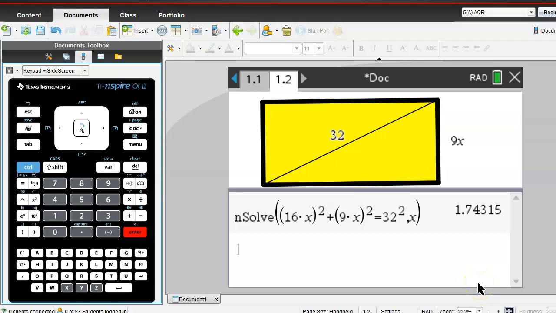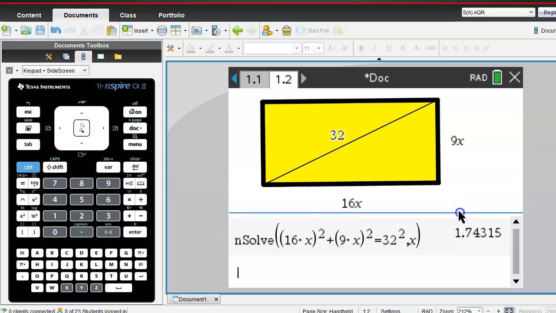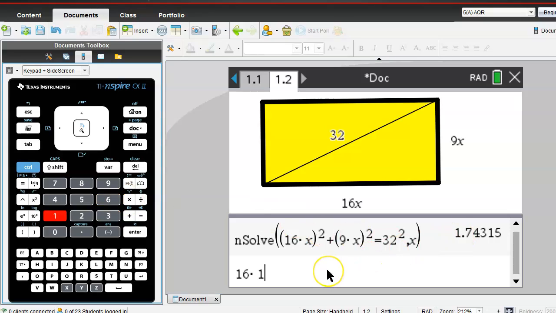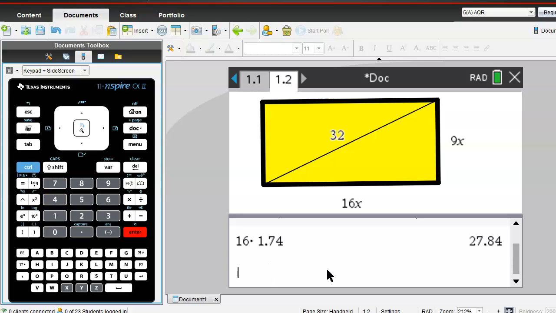X is 1.743. Yeah, that's what it is. So that's what x is. Now that we know what x is, all we have to do to find our width and our height, or the dimensions of the TV, is multiply by 16 to get the width. So 16 times this 1.74. That gives me my width, in inches.